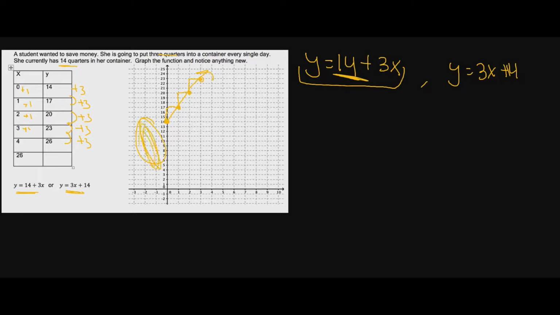Notice how I'm not going to the negative sections. Why? Well, we're talking about quarters. She's putting money into the container. We don't expect her money to decrease if she's putting it into the container. That's why we shouldn't have a line that extends down in this direction. Okay? So let's go ahead and look at this.